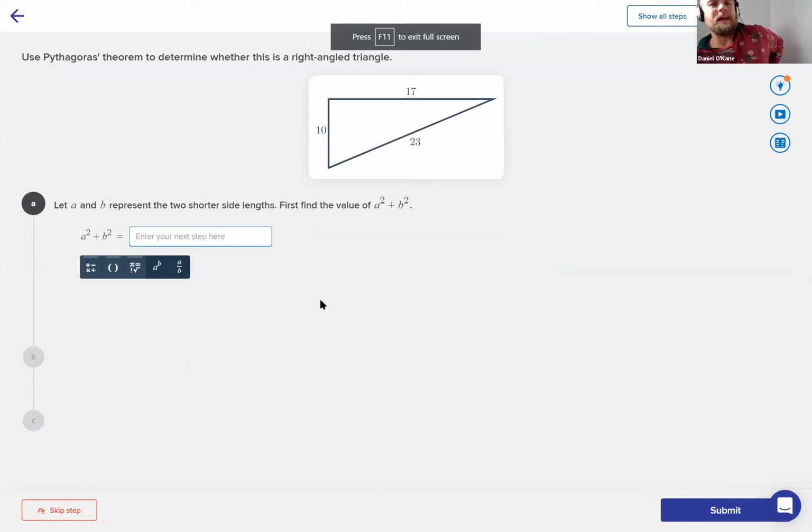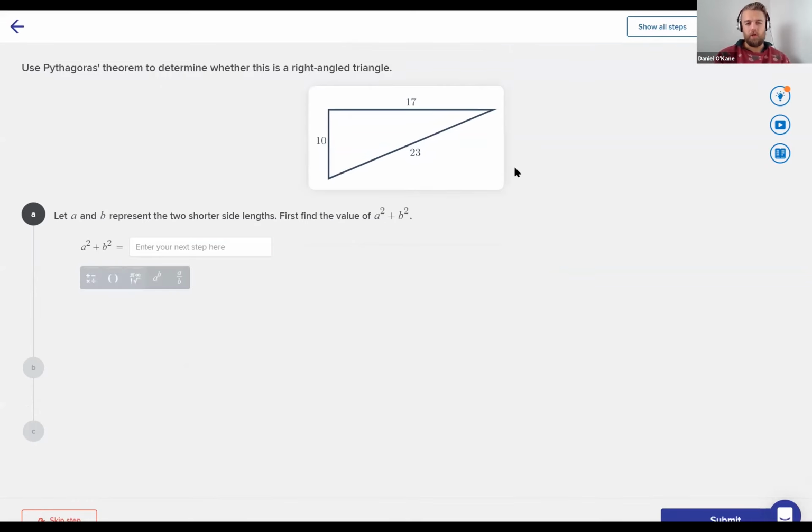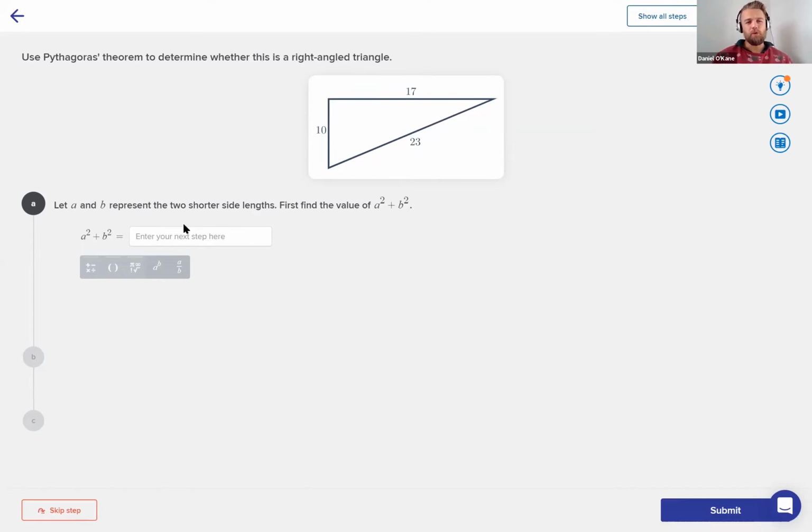So we can use Pythagoras' theorem, remember, to determine whether a triangle is a right-angled triangle. Okay, so we can say yes, it is, or no, it is not. This Mathspace question is going to take us through it. If A and B represent the two shorter side lengths, what would be the value of A squared plus B squared? Use of E, that is correct. We would be writing 10 squared plus 17 squared.